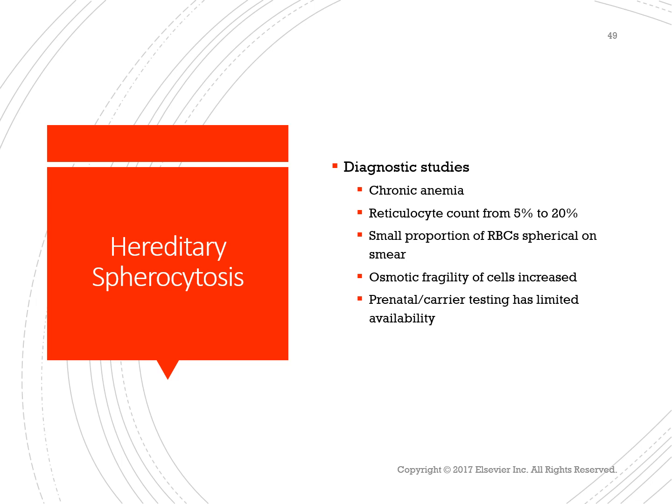Diagnostic studies, we'll see a chronic anemia. The reticulocyte count is going to be from 5 to 20%. A small proportion of the red blood cells are spherical when we look at them on a smear. Osmotic fragility of cells is going to be increased, and the prenatal and carrier testing has limited availability.